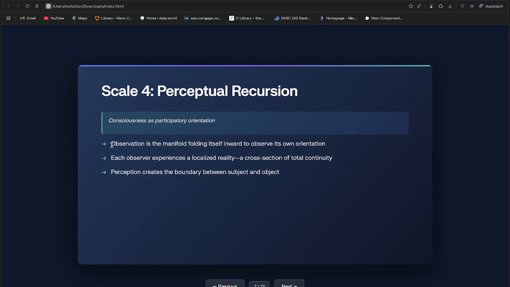It sounds very convoluted, but I think it makes sense. And so consciousness would just be a participatory orientation, right? And each observer, based on that participatory orientation, would experience a local reality.